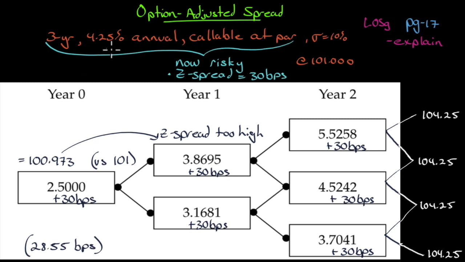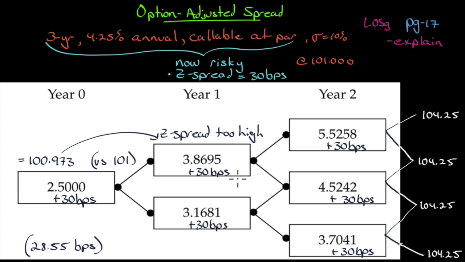So here's our 3-year 4 1/4 annual callable at par bond, volatility 10%. Now let's assume that this is a risky bond and we want a Z-spread. We can see a comparable selling in the market for 101. So we'll start with a Z-spread of 30 basis points. How would that look in here?